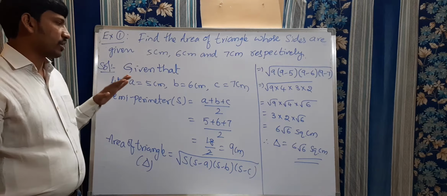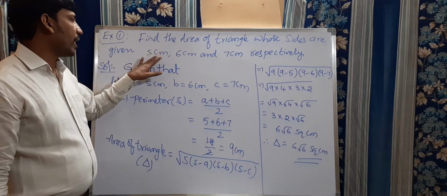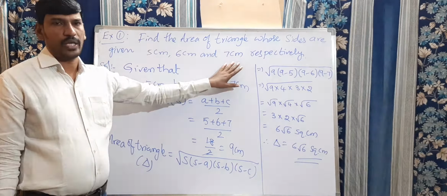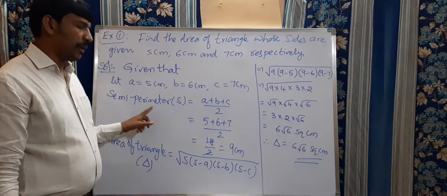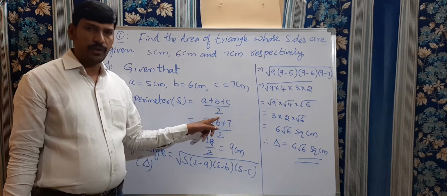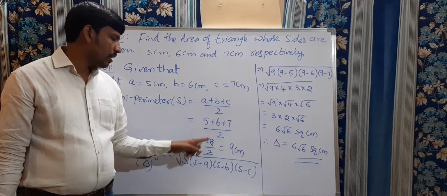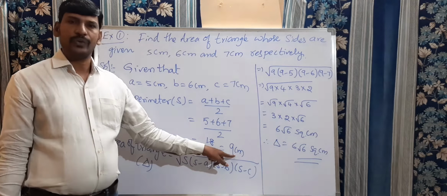See, once again I am going to explain to you. See this here. They given 3 sides 5, 6, 7 centimeters respectively. Find out first of all semi-perimeter, that is s value. S is equal to a plus b plus c by 2. Now substitute the value of a, b, c. Then add all those, divide with 2. You will get the value of s.